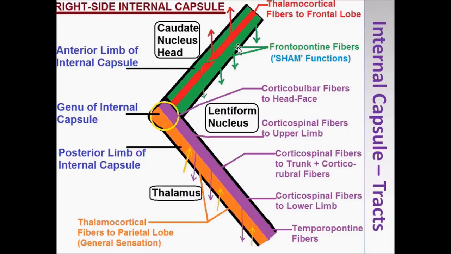Of course, there are many more and there are many other functions. This is just a few. This central portion of the anterior limb, the one marked in red here, the fibers are going up.